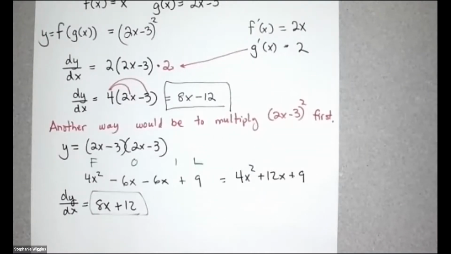Just remember, you want to multiply by the derivative of the inside function. After you apply your derivative rules to the main part of the function, always remember to multiply by the derivative of what's inside.